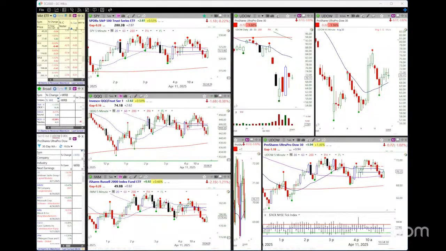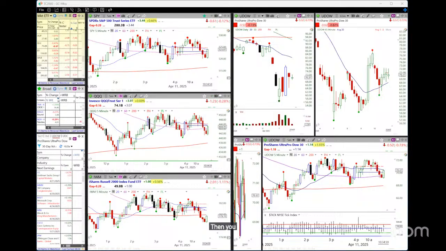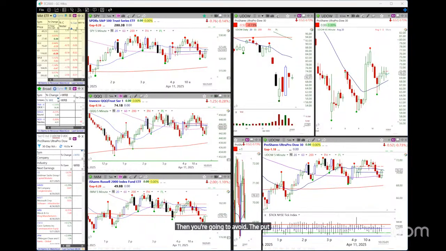Good. Remember I told you I shorted $35 puts yesterday? Well, it's right here, this resistance. So they can consolidate another day or two. I think they'll go through that. And then you gotta avoid the put spread is working for me. Bidding a penny to get out.